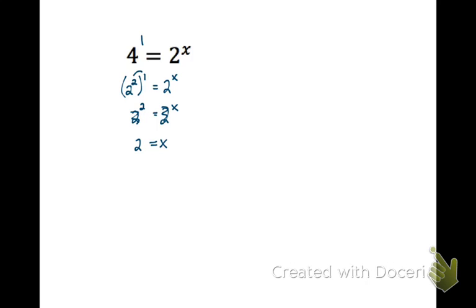And we're actually done here. x equals 2. There's no solving to do at this point on this problem because it was kind of simple. If you want to check and make sure your answer is right, you can plug it back in. 4 equals 2 squared. Well, that's true. 2 squared is 4.